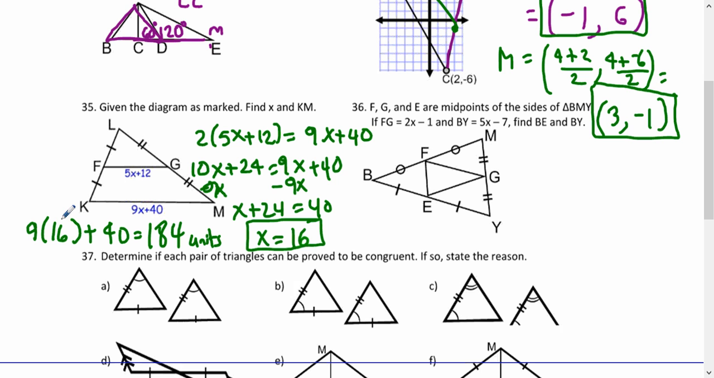You can always check it by plugging in 16 for x in the midsegment, and you should get half of that, which is 92. So 5 times 16 plus 12, that's 80 plus 12, or 92.